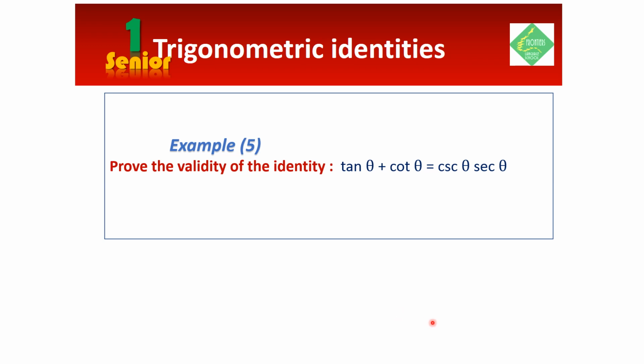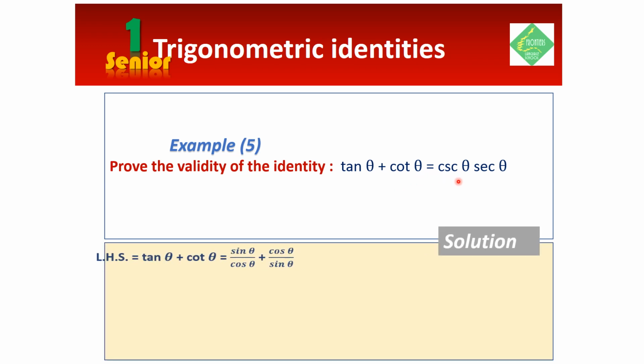Let's take example 5. Prove the validity of the identity tan theta plus cotan theta equals cosec theta sec theta. Now we are going to work at the left hand side and right hand side also. So tan theta plus cotan will be sine over cosine plus cosine over sine, and by taking a common denominator it will be sine squared plus cosine squared over sine cosine. Why? Here I will multiply numerator and denominator by sine, and here I will multiply the numerator and the denominator by cosine. And when you add, it will be like this.